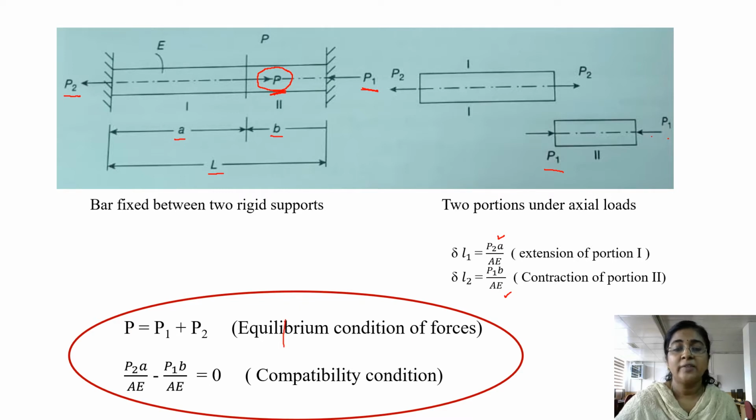So here we have two equations, and two unknowns, P1 and P2. These are the unknowns, the reactions at the supports. In order to solve for these two unknowns, we should have two equations. The first is the equilibrium equation, that is P is equal to P1 plus P2, and the second is the compatibility condition, that is the total change in length is equal to 0.